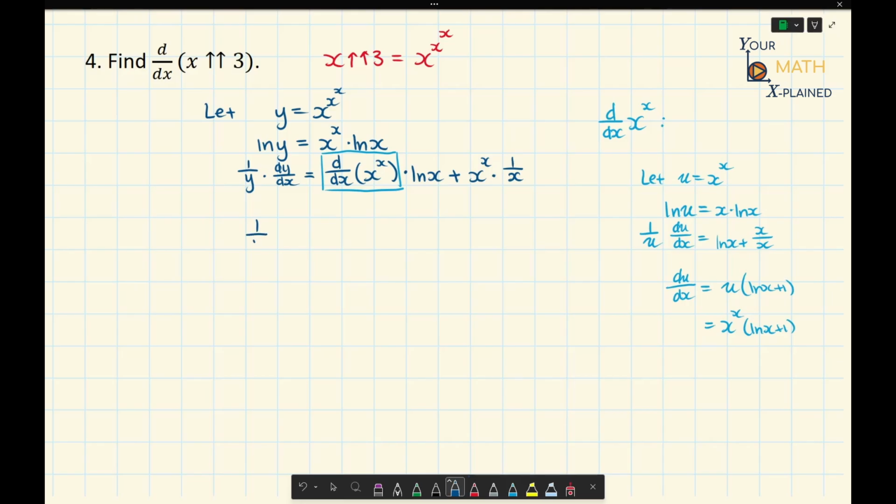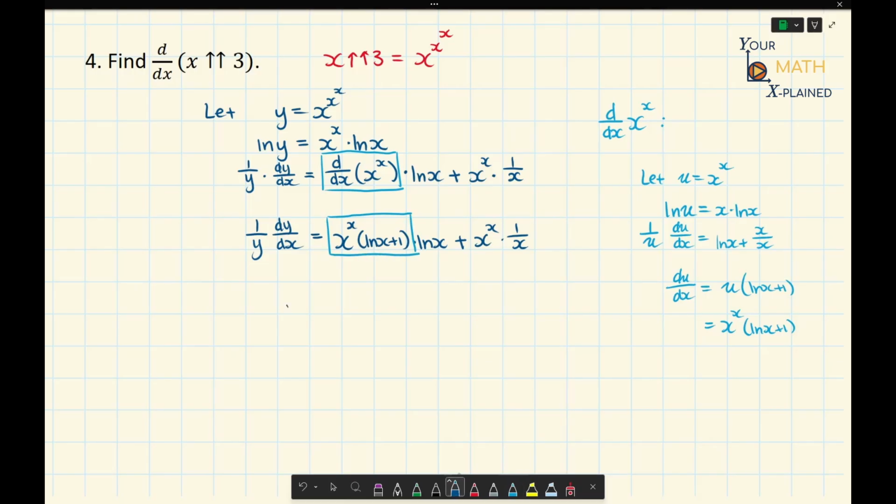And now we're ready to take this and substitute it back into our original equation, which means we get 1 over y times dy dx is equal to x to the power of x times ln of x plus 1 times ln of x plus x to the power of x times 1 over x. So I'm just going to box this thing here so that we know that we found this by taking the derivative of x to the power of x.